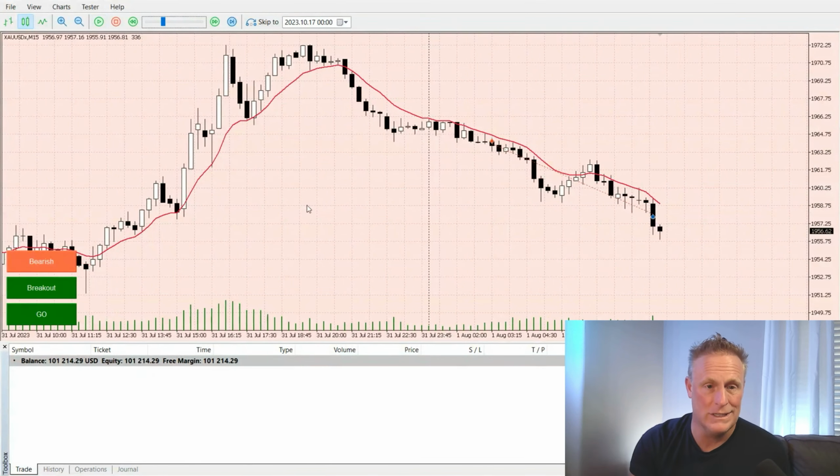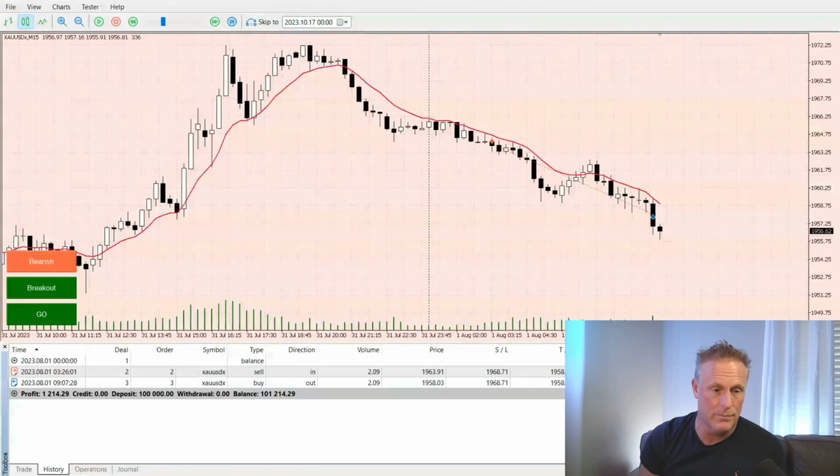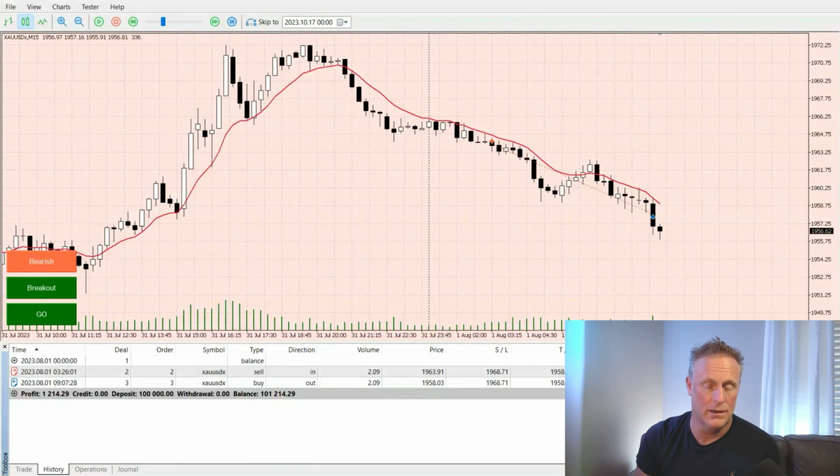Now you guys saw the actual profit. Now it moves to my history tab. So now I'm seeing the history. I made a $1,200 gain. Again, this is not real money. This is just backtesting. We're going back in time.